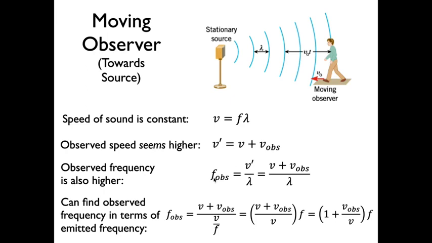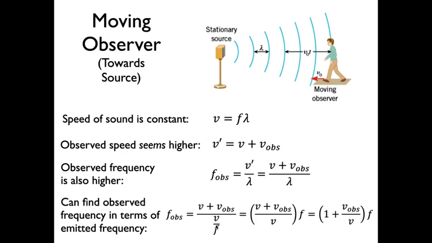So the frequency that the observer would encounter would be this apparent speed of sound, which we're calling v prime, over the wavelength, because nothing is changing about the wavelength. The distance between the wave fronts is still the same because the source is stationary. Well, this apparent speed of sound is, again, the actual speed of sound plus the speed of the observer, divided by the wavelength of the sound.